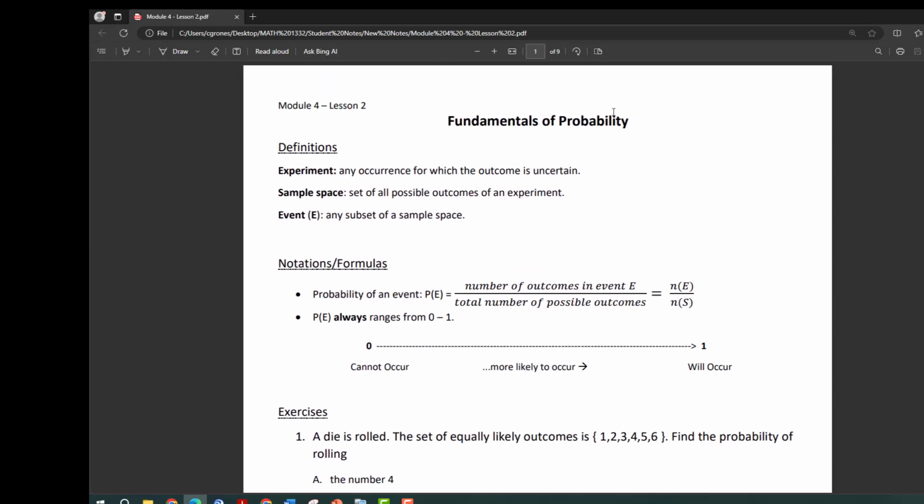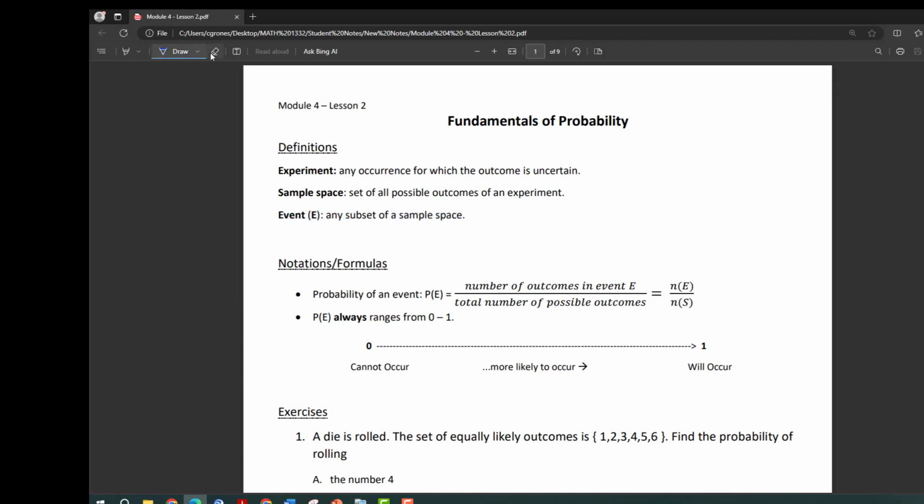So the fundamentals of probability, we have an experiment, which is any occurrence for which the outcome is uncertain. For instance, it could be a coin toss. We have a sample space, which is the set of all possible outcomes of an experiment. And then an event is any subset of a sample space.